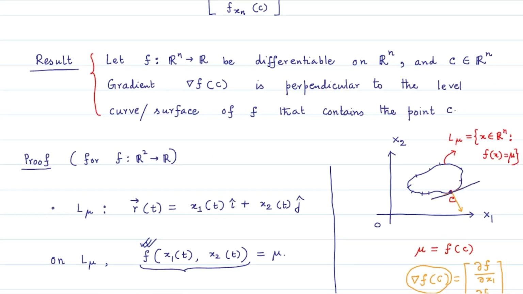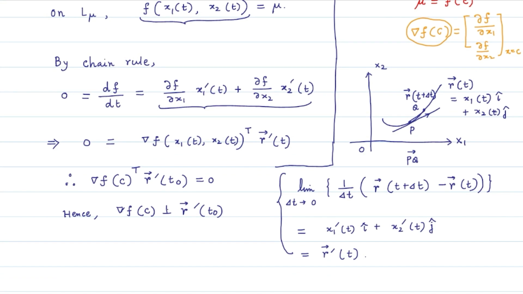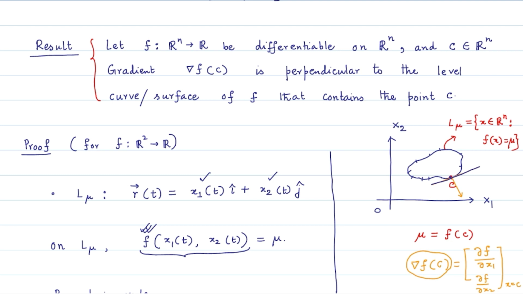Now for functions of several variables, instead of two components here, you will just have n many components. Here also you will have n many components. Accordingly, you will end up with n many components in the gradient and n many components in the direction of tangent. So just by writing more variables, you will get the proof for this result for a general function of several variables.